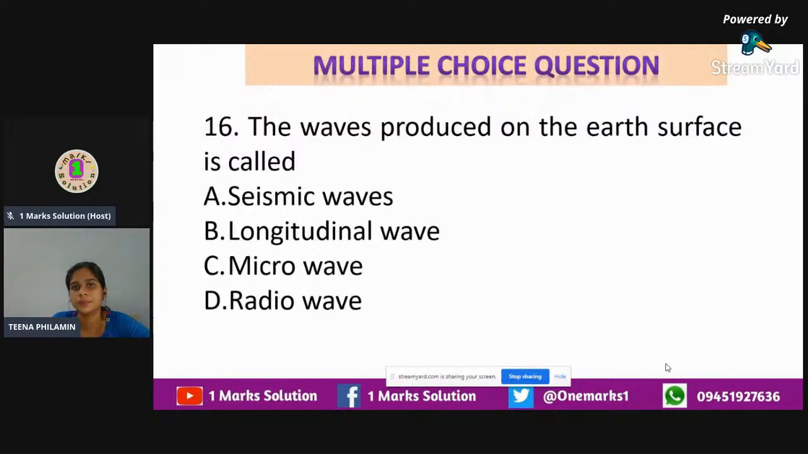Next question is, the waves produced on the Earth's surface is called dash. We discussed that: seismic waves. If there are some tremors on the Earth's surface, then seismic waves are the waves produced on the Earth's surface, and we can detect the seismic waves using seismographs.